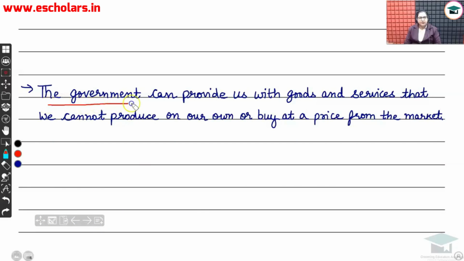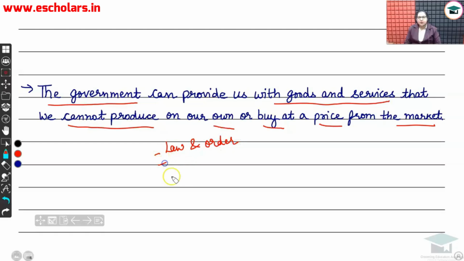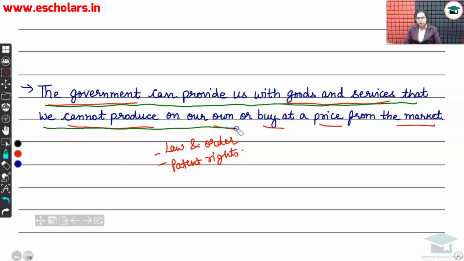Also students, we know that the government provides us with those goods and services which we cannot produce on our own, or cannot buy at a price from the market. For example, law and order, patent rights, right? So let's recall it. The government can provide us with goods and services that we cannot produce on our own or buy at a price from the market. And these are law and order and patent rights.